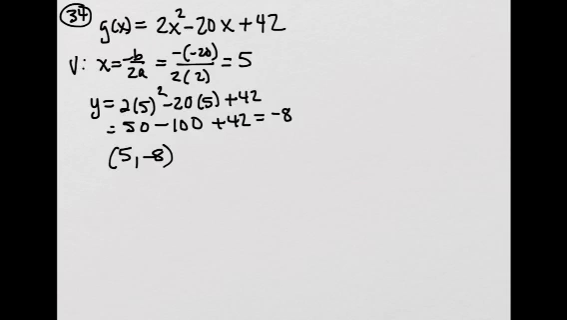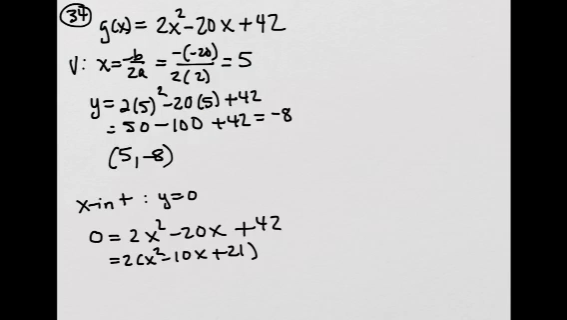Alright, so for the vertex, I used negative b over 2a for the x coordinate. And so you see the work right here. Minus a negative 20 divided by 2 times 2, because a is 2, and that gives you 5. And then I replaced all the x's with 5, and I simplified, and so that gave you negative 8. So the coordinates are at 5, comma, negative 8.